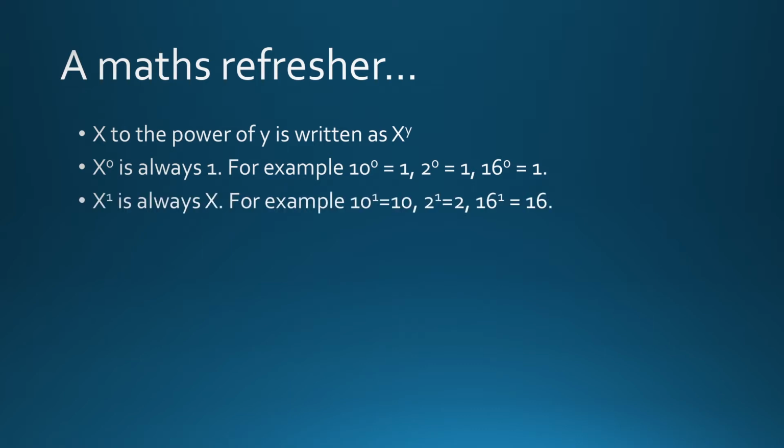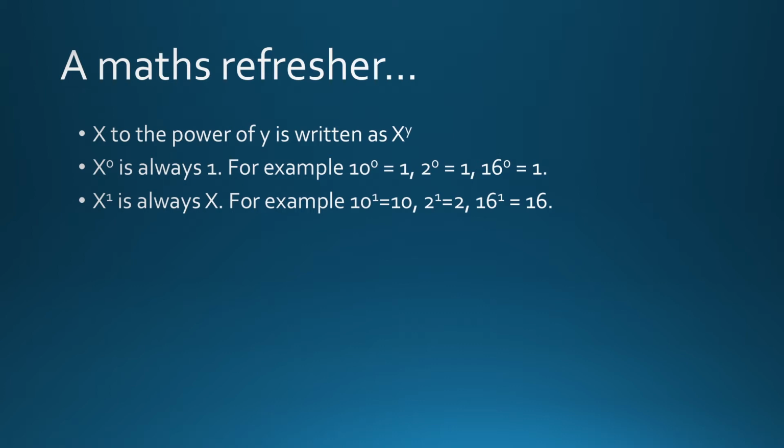Now, the next column is the next one across, which is to the power of 1. So anything to the power of 1 is itself. 10 to the power of 1 is 10. Base 2, binary, to the power of 1 is 2. Base 16 to the power of 1 is 16.